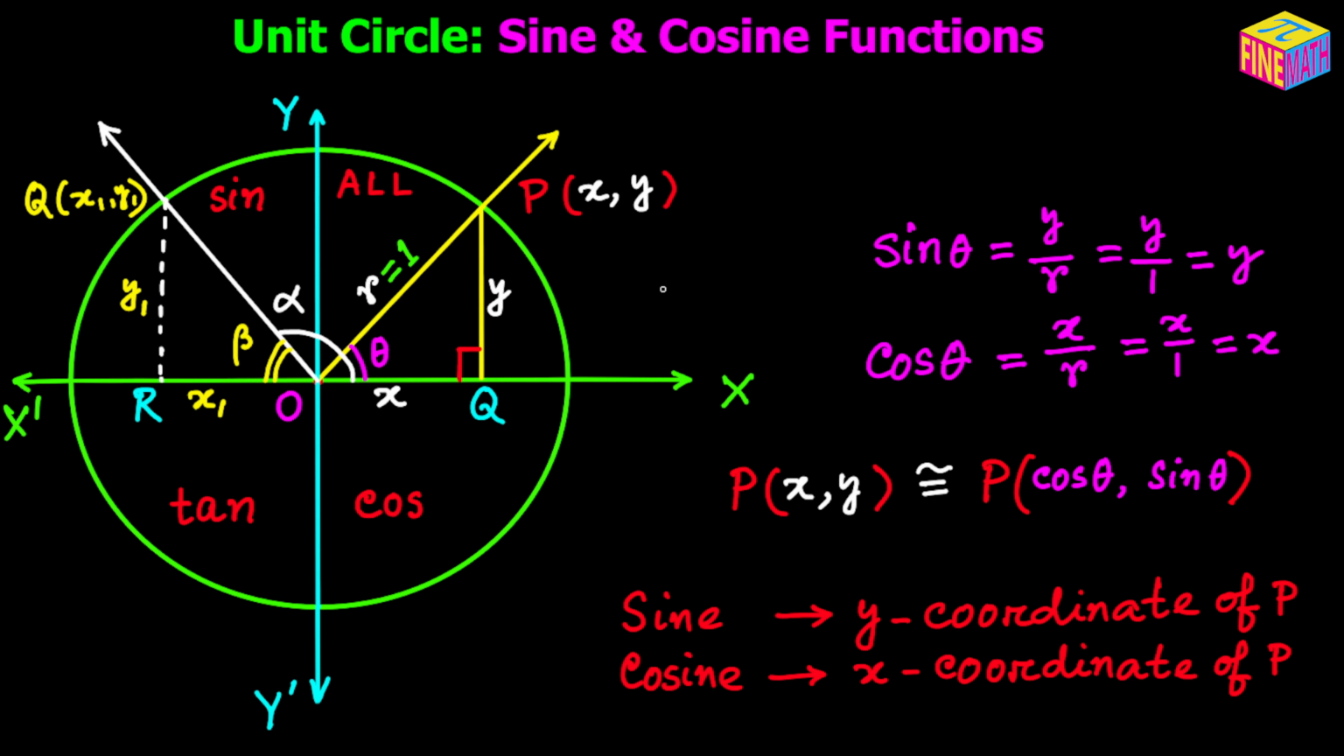Or sometimes you could be given the coordinates of a point P on the unit circle, and then you will be asked to find the sine theta and cosine theta. It's very easy. X will be the cosine theta and y will be the sine theta.